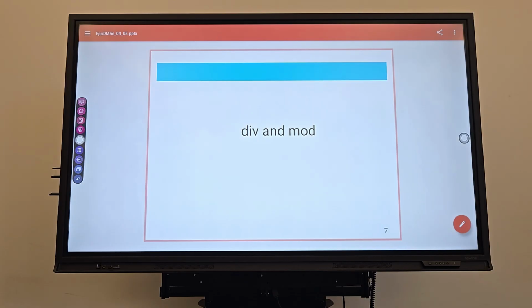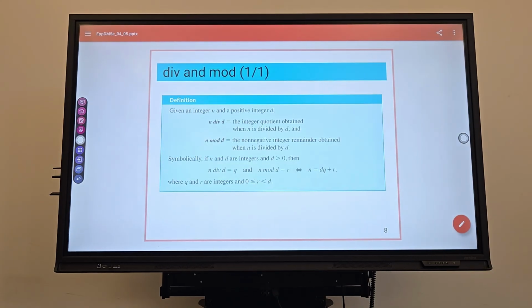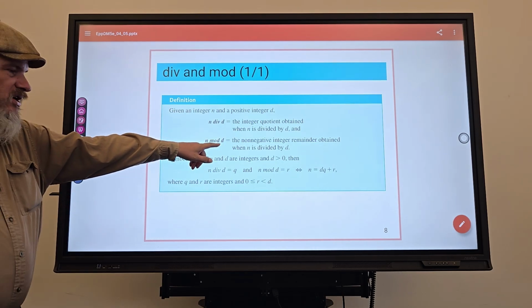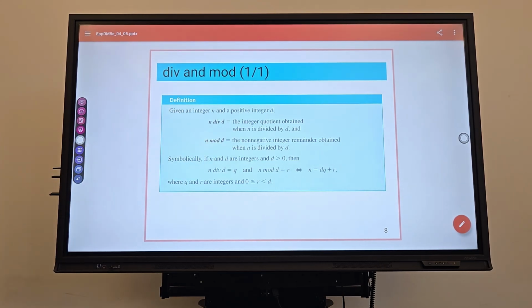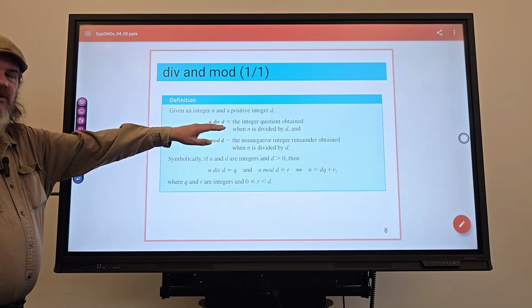Div and mod functions. Given an integer n and a positive integer d, n div d is the integer quotient obtained when n is divided by d, and n mod d is the non-negative integer remainder obtained when n is divided by d. This is the modulus function that you have in C++. So how does it work, and what is it? Oh, and regular division of integers in C++.